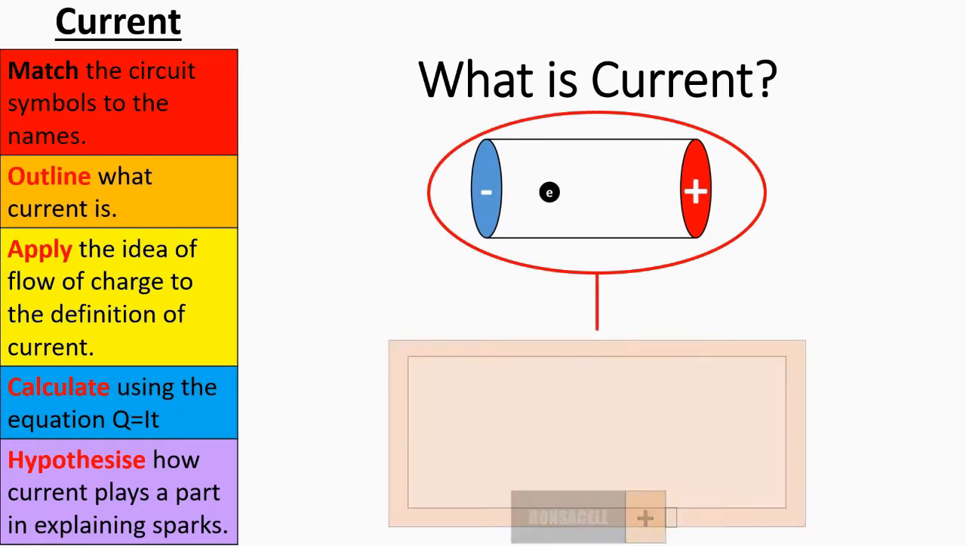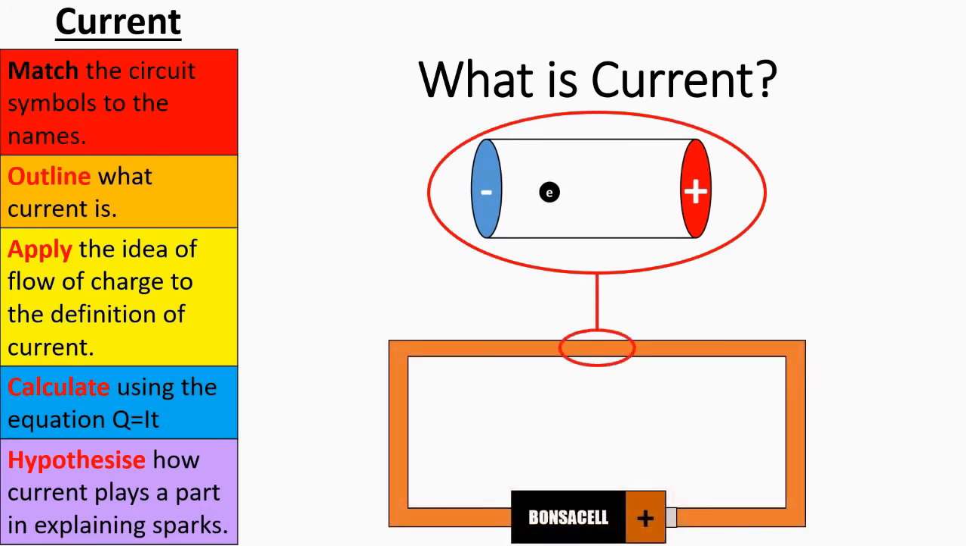Picture a wire as being an empty tube with electrons in it. You can already see how the cell will be able to push the electrons from the negative side towards the positive side. Each cell, each battery, has a negative terminal. And it has a positive terminal at the other side. They're kept negative and positive by means of chemical reactions that happen inside the cell.